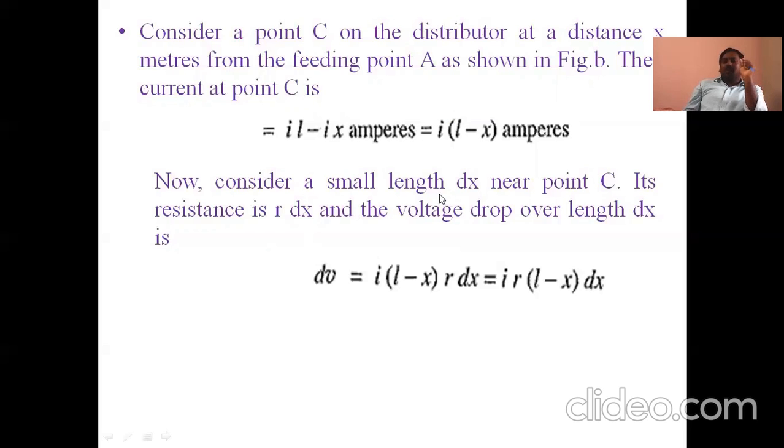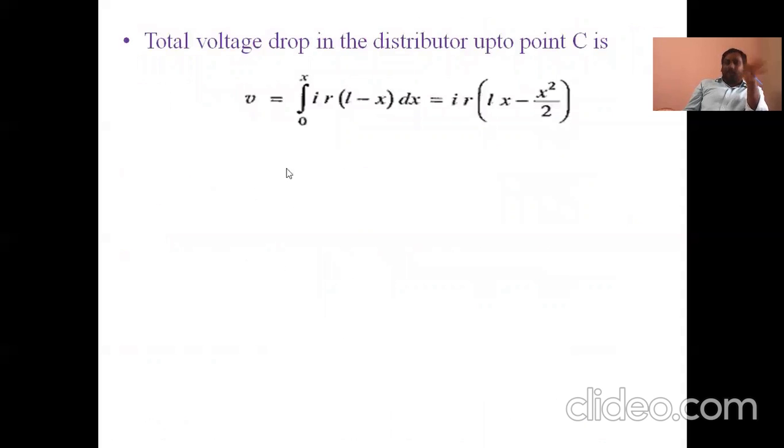Now consider a small length dx near point C. Its resistance is r dx, and the voltage drop is current into resistance. Resistance is r dx, current is I into L minus x, so the drop is I r into L minus x dx. This is the potential difference. Then the total voltage is the integration from 0 to x of I r into L minus x dx, which is I r into the integral of L dx minus x dx, giving Lx minus x square by 2.